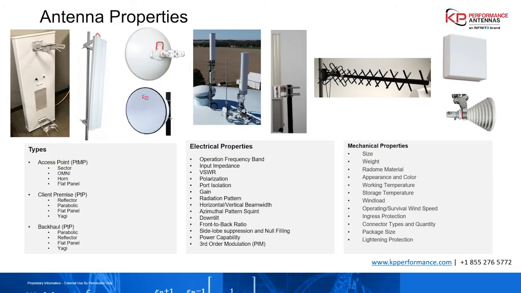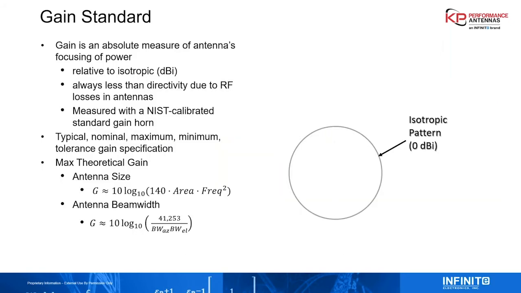There are so many different types of antennas, whether it's a sector, a parabolic, an omni, or Yagi, but they all have a number of very similar electrical and mechanical properties. For electrical, I think some of the most important are the operating frequency band, the beam width, and the gain. For mechanical, you can look at the size, the weight, and the operating wind load. But all these parameters and properties have certain definitions in how they are defined on the spec sheet. So we're going to look at, I think, the most important and contentious parameter, which is gain.